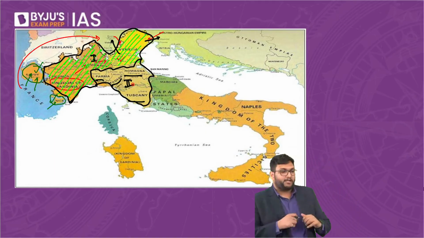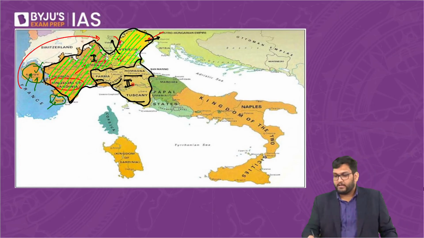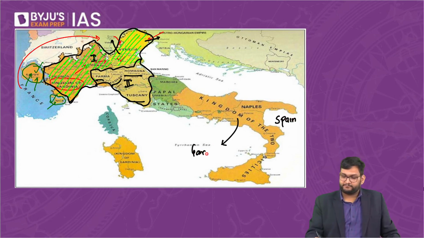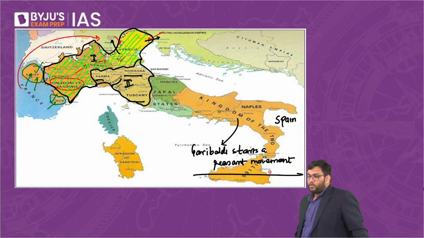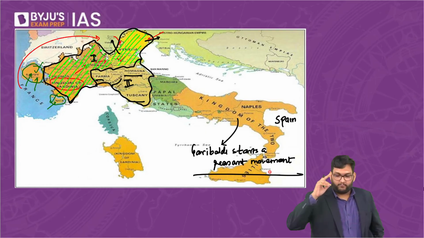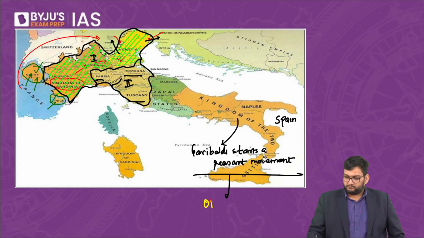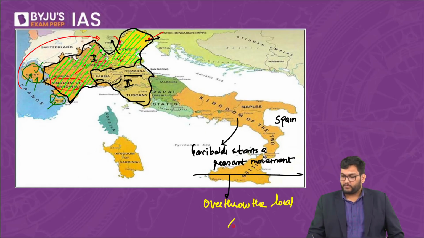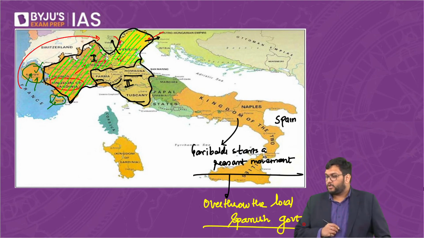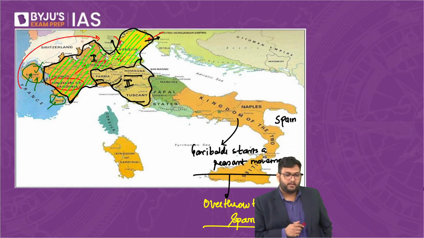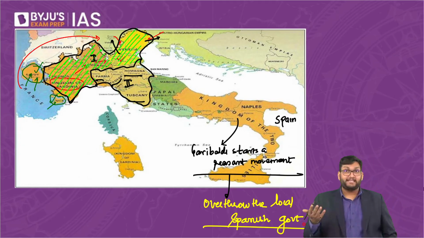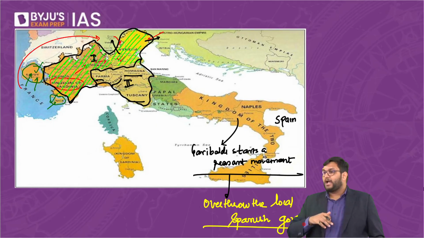Now what happens is that, seeing that Northern Italy had got consolidated, in the Kingdom of Two Sicilies or Naples, which is basically a Spanish area, Garibaldi starts a peasant movement, and he's able to overthrow the local Spanish government. Think of it like the revolt of 1857, Garibaldi basically instigates the peasants to rise, the peasants rise, and the Spanish are quite far away from this sector. The local governments of the Spanish in the Two Sicilies are basically overthrown.